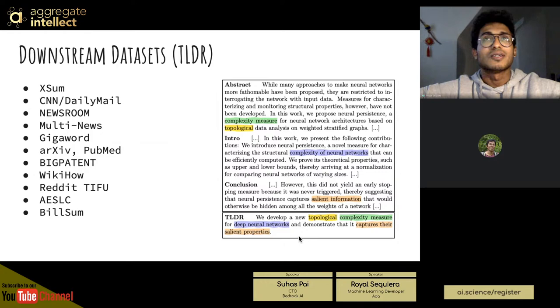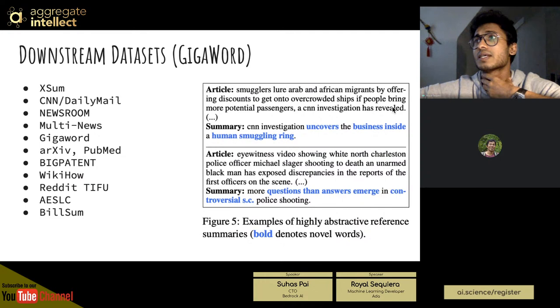Yeah, so the other one is GigaWord. Here you see it's just one sentence of the article that's present, and you generate a summary based on just that one sentence, or the first sentence of the article.